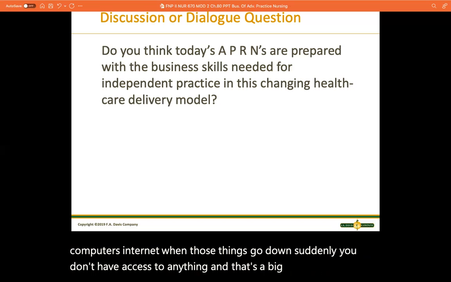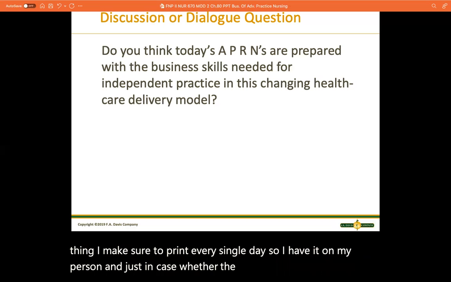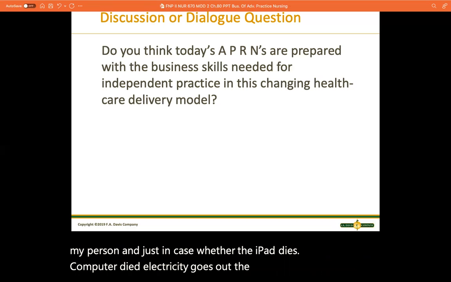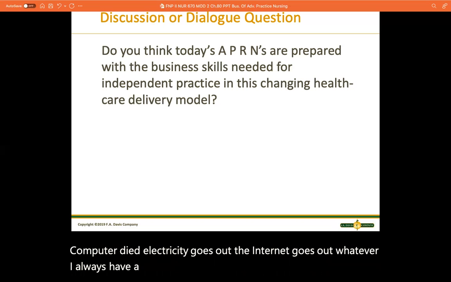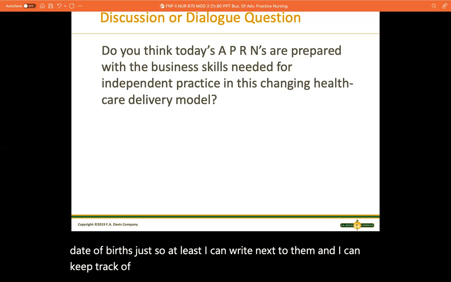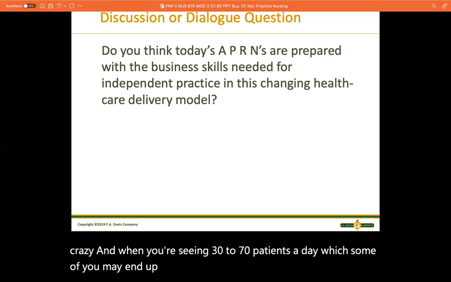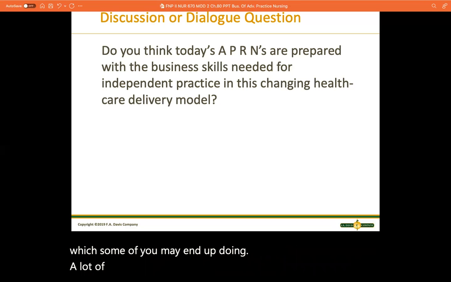So the one thing I make sure to do is print every single day, so I have it on my person, just in case, whether the iPad dies, the computer dies, electricity goes out, the internet goes out, whatever, I always have a list in front of me of who I'm seeing, names and dates of birth, just so at least I can write next to them and keep track of what's going on, because days get crazy. And when you're seeing 30 to 70 patients a day, which some of you may end up doing, a lot of you, you really have to keep things organized.